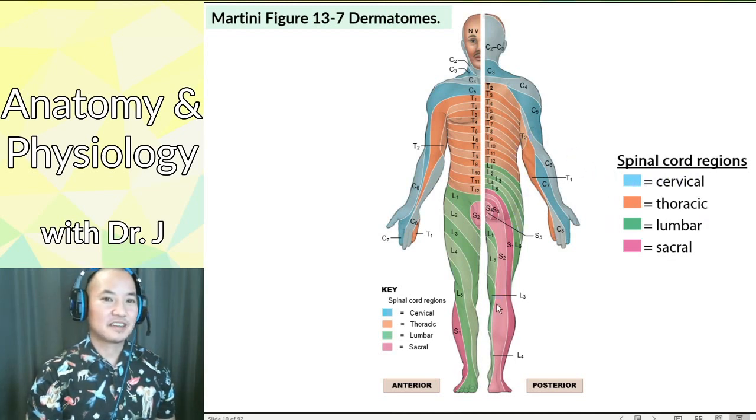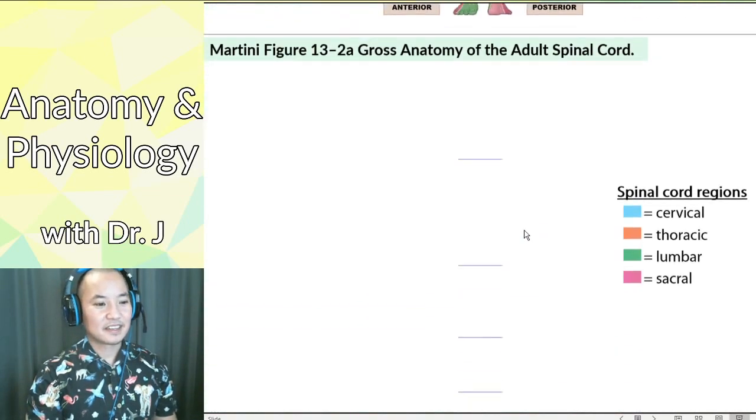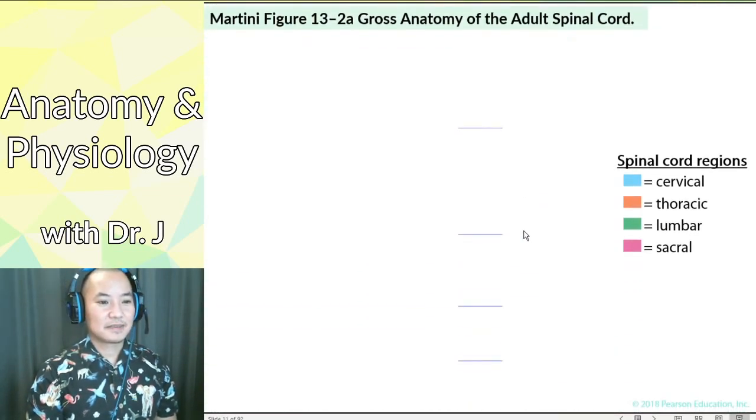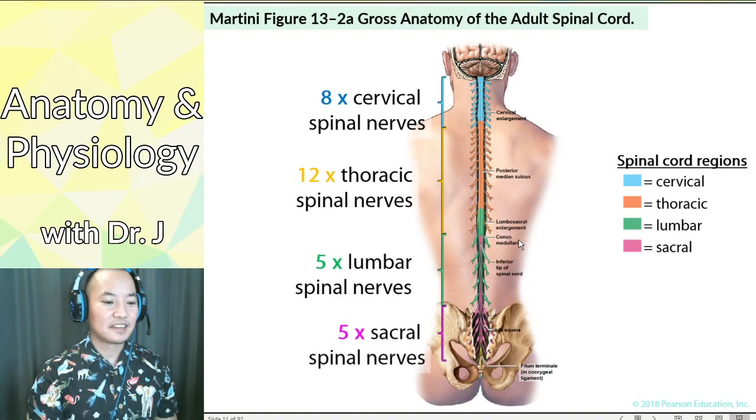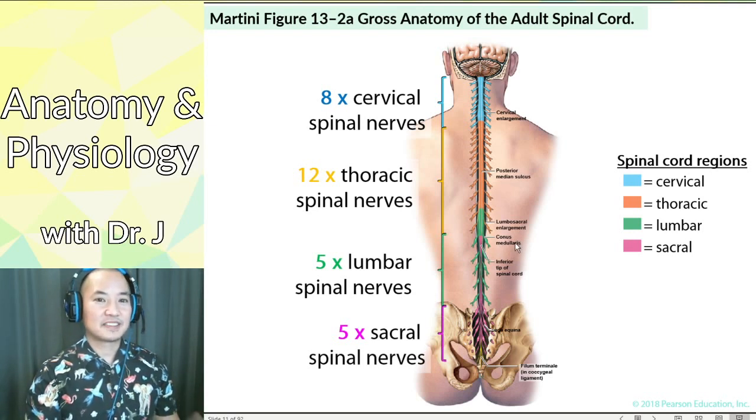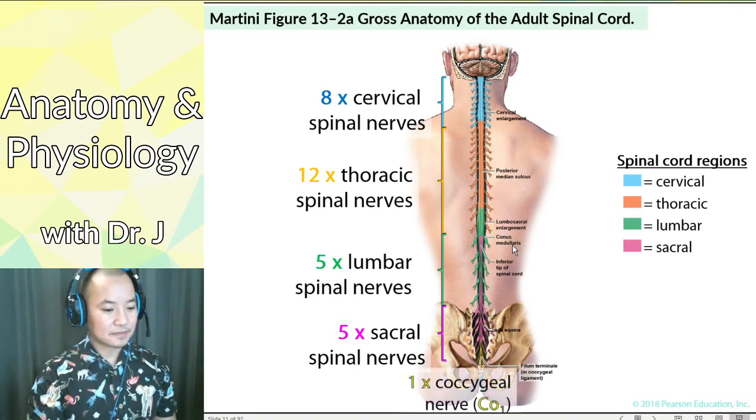Hey, what did we just cover? Those regions are also spinal cord regions and also vertebral regions, right? But now we're talking about spinal nerves. So let's look at the gross anatomy of the spinal cord. Again, there are four major regions: cervical, thoracic, lumbar, and sacral. This is very important because this is related to those patterns we saw in the previous slide.